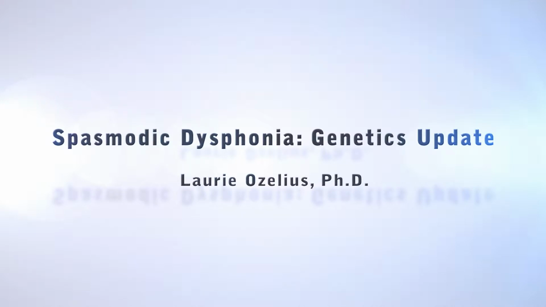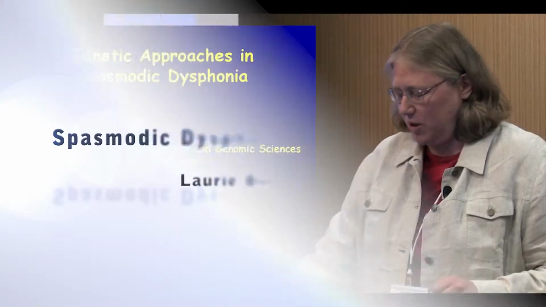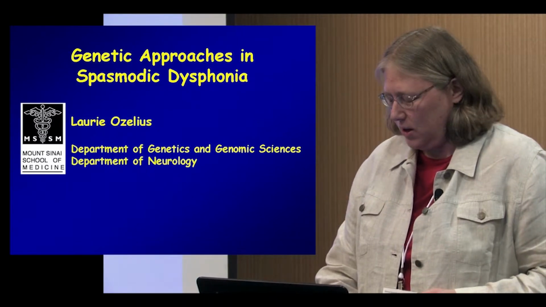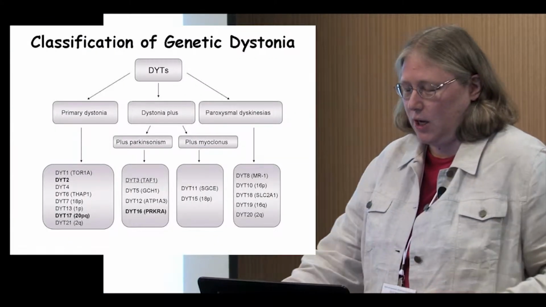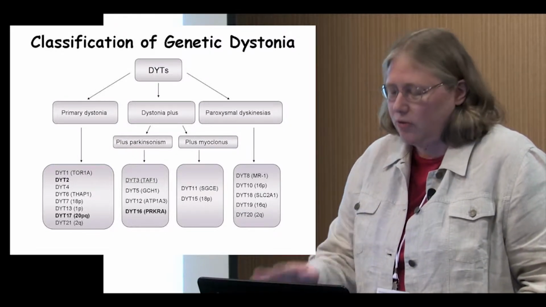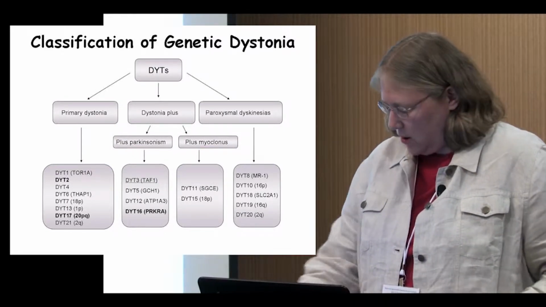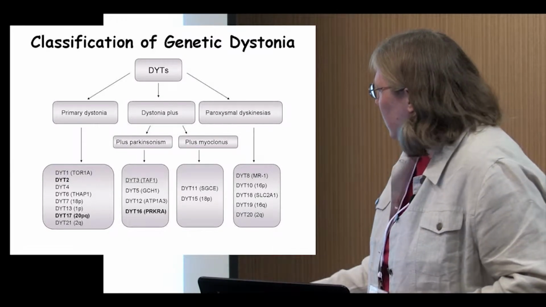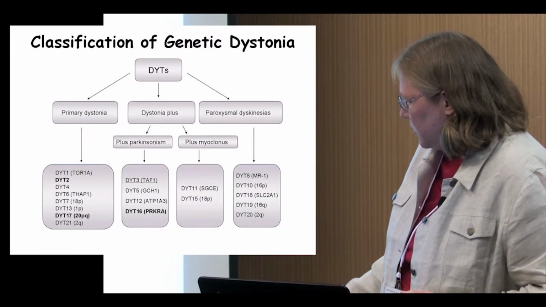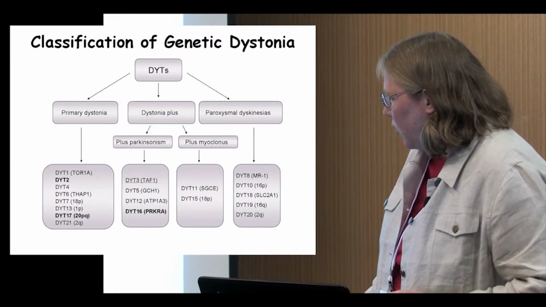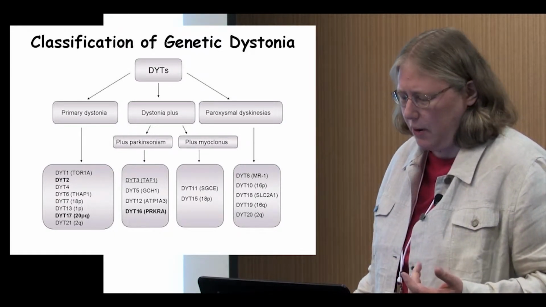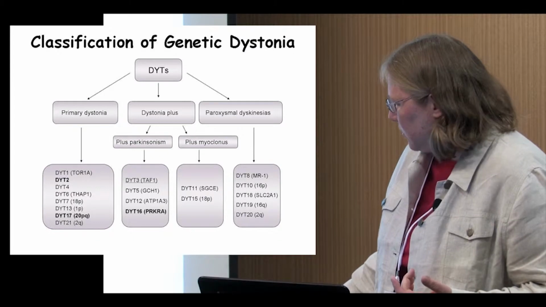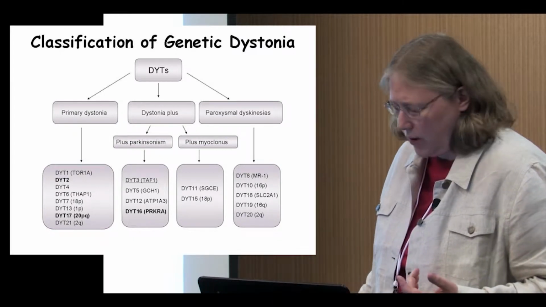So I'm going to talk to you today about genetic approaches to dystonia in general and also to spasmodic dysphonia in particular. This is just a slide to tell us about classification of dystonia, genetic forms of dystonia. You can see down here on the bottom there's about 20 different forms of dystonia, what we call loci, and about 12 of these now have genes identified for them. So in parentheses are the genes that have been identified.